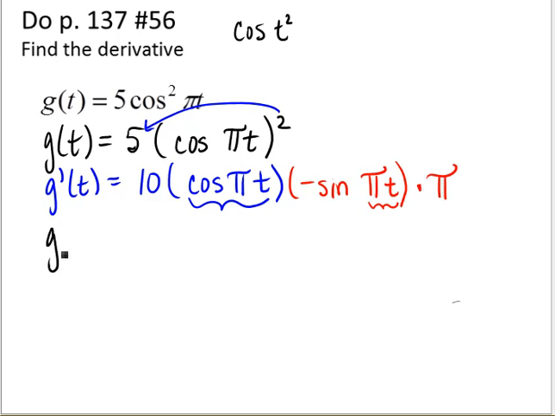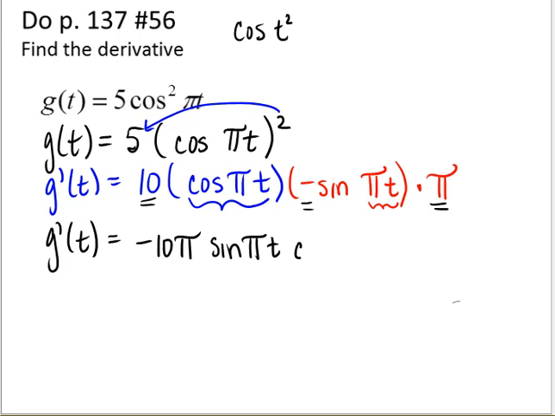Again, I'm going to clean this up, and I can do that by multiplying the 10 and the pi and the negative 1 together. So that gives me a negative 10 pi. And then I have the sine of pi t times the cosine of pi t.